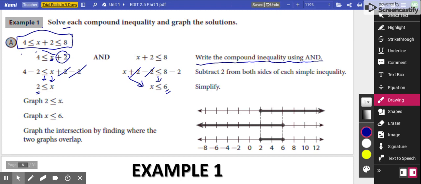First, we graph our first one. I want all numbers bigger than or equal to 2. All numbers bigger than or equal to 2. So I find my 2. This is including 2, so I have a closed circle. I want all numbers bigger than that. I'm going to draw my arrow to the right.